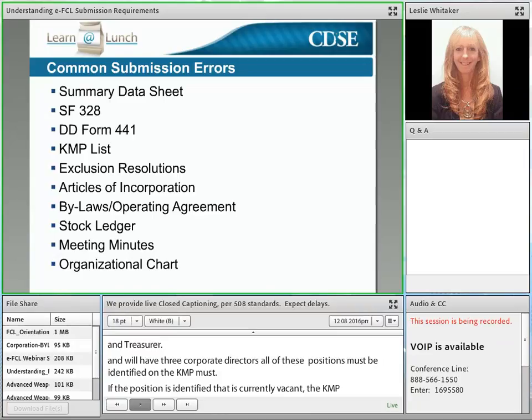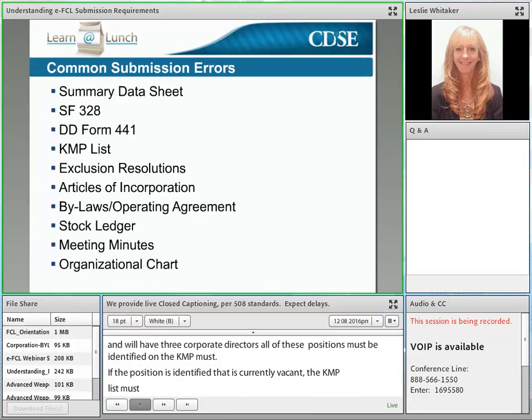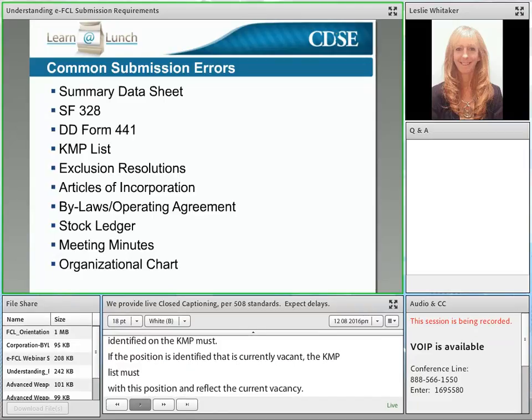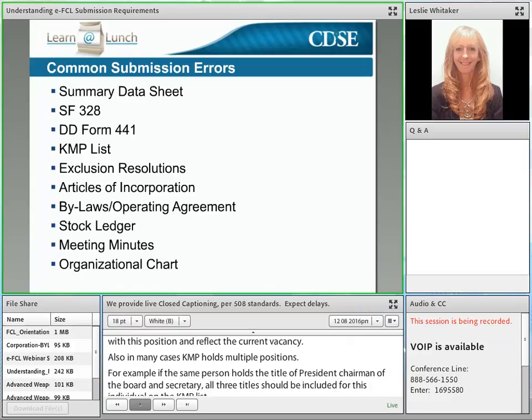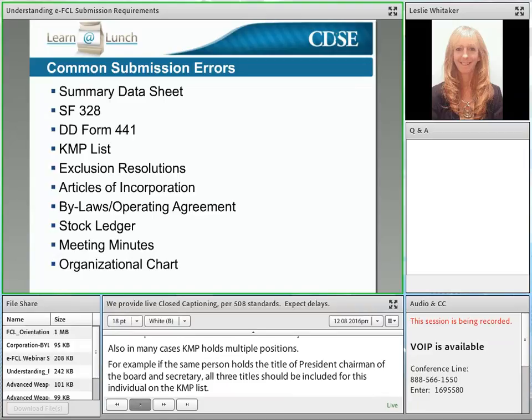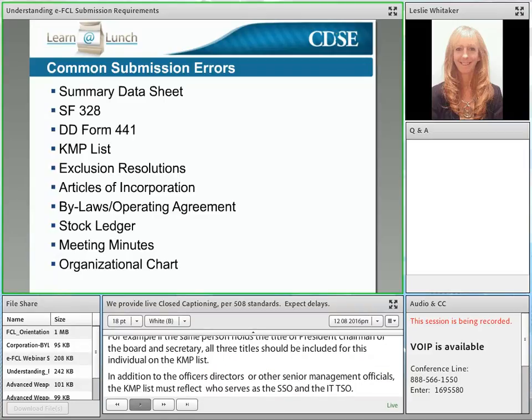In addition to the officers, directors, or other senior management officials, the KMP list must reflect who serves as the FSO and the ITPSO. There is no need to list the assistant FSO if you've appointed one on the KMP list, as this is not considered an official KMP position.